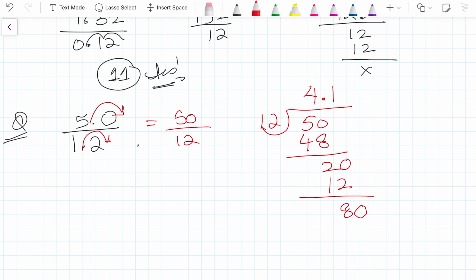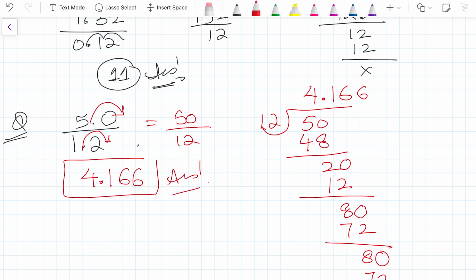Now, 12 into 6 is a 72. 8 is again the remainder. There's a point, I can write a 0. 12 times 6 is again 72. So I'm now closing it. 4.166 is my answer. Because 6 is a recurring, so I can also write a dot on this because it tells you that it's a recurring decimal.